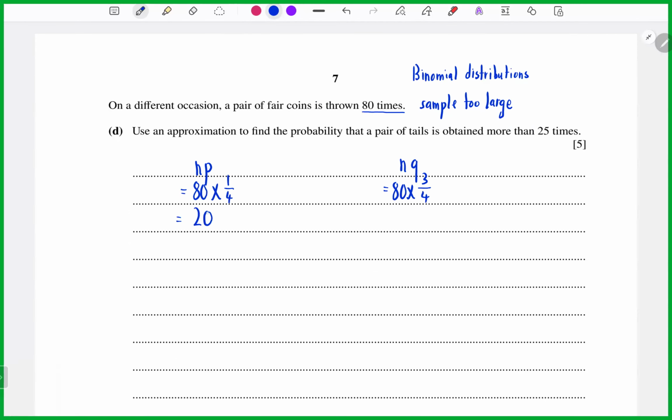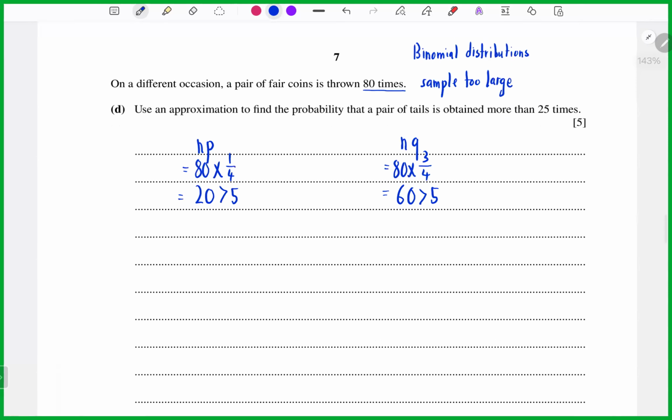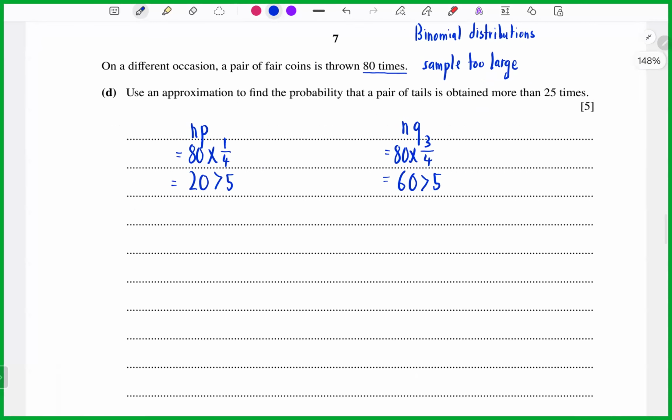So here you will get 4.5 and 13.5, and you can see both are more than 5. Yeah, we need to use the approximation here. All right, so now we can start to find the values here.